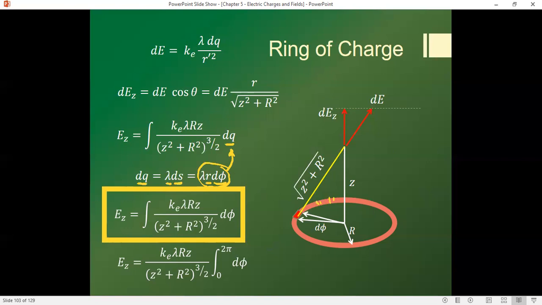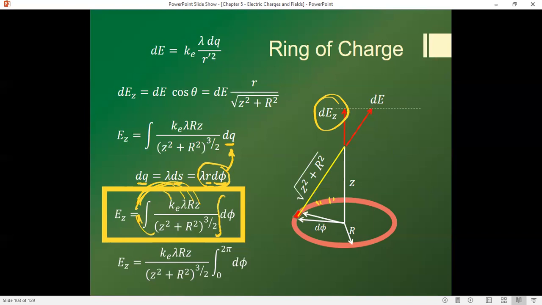I'm only going to consider the z component here because, by symmetry, all the other components are going to cancel out. Now, what's much better about this integral than the previous integral is most of these things are constant. K is a constant, lambda is a constant, r is a constant, z is a constant. So really, everything can be kicked out to the front of the integral except for d phi.